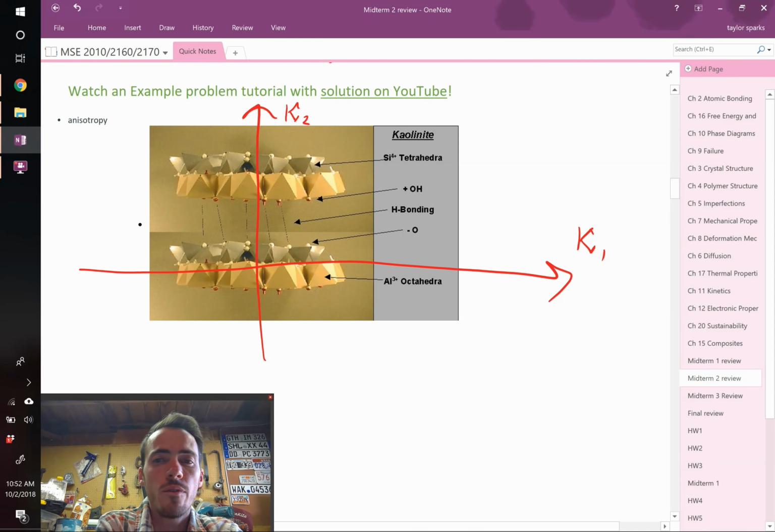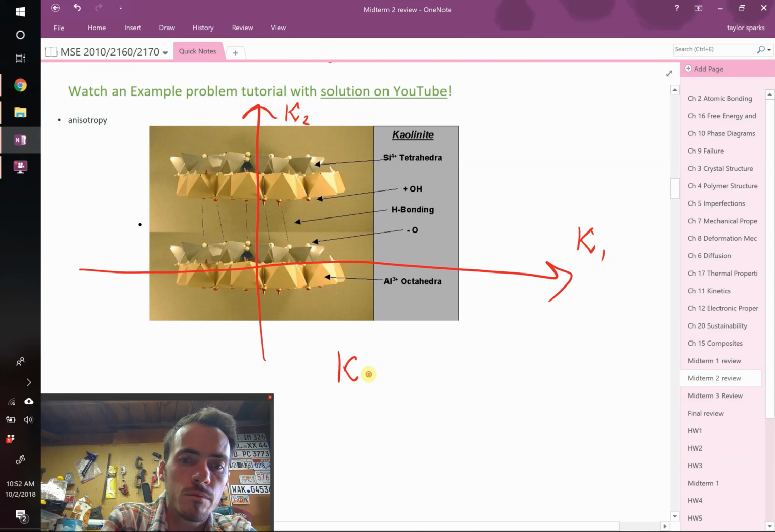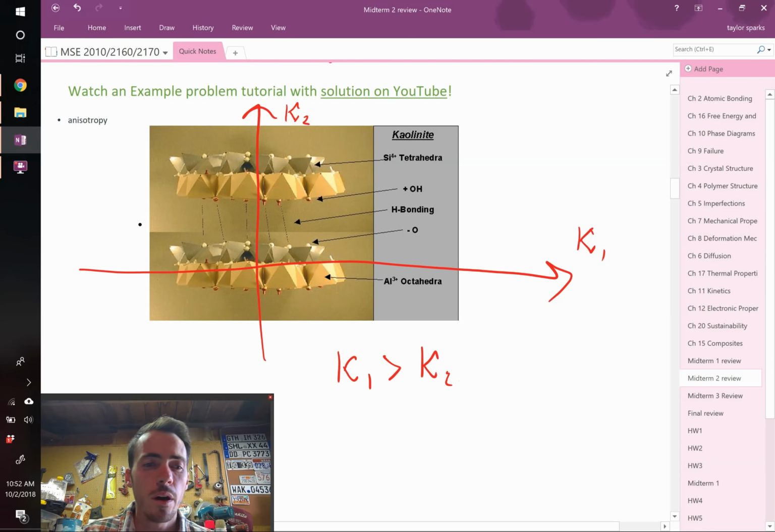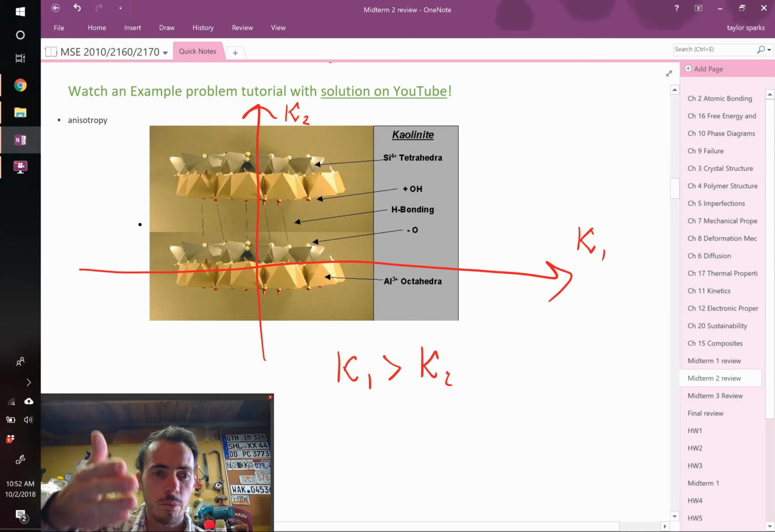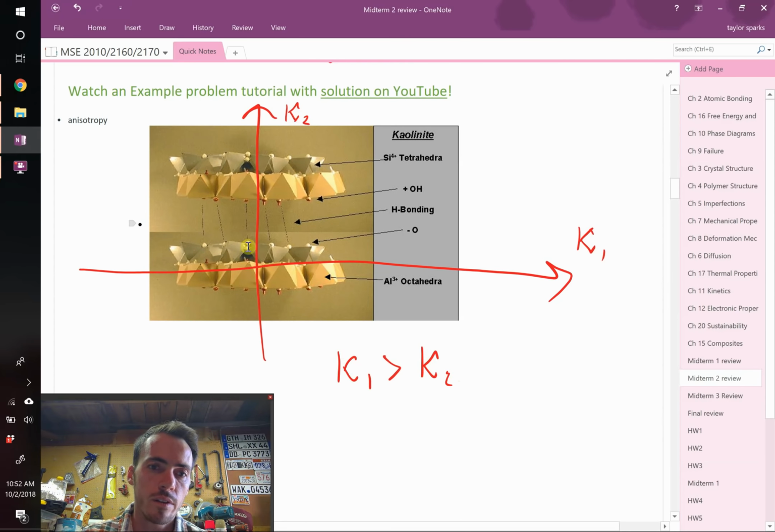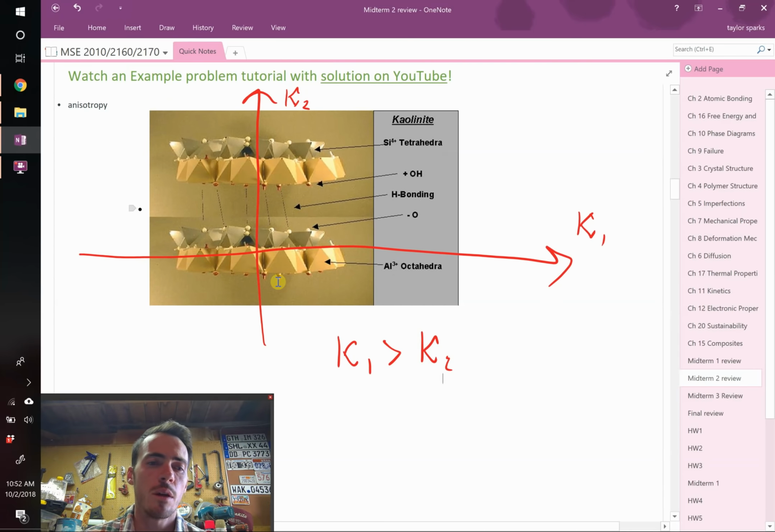You would find that kappa 1 is much greater than kappa 2. It conducts heat much better in those planes than perpendicular to those planes. The reason why is because this is all covalent and ionic bonding in these planes, and this is hydrogen bonding, and so that's the van der Waals force. It's a weaker bond. It's much less capable of conveying heat across this gap in the plane. So this would be an example of an anisotropic crystal, right?